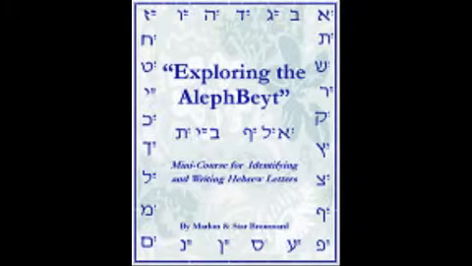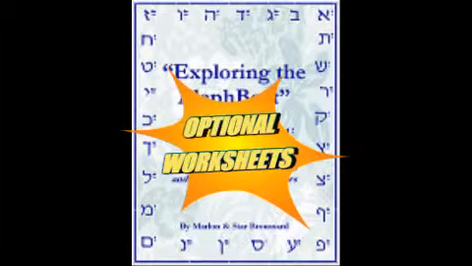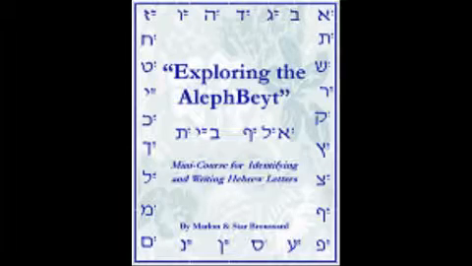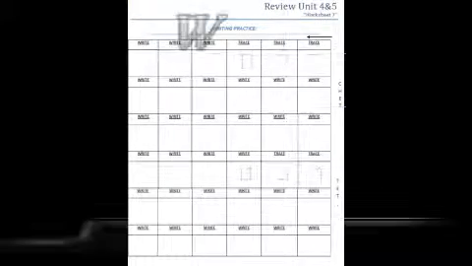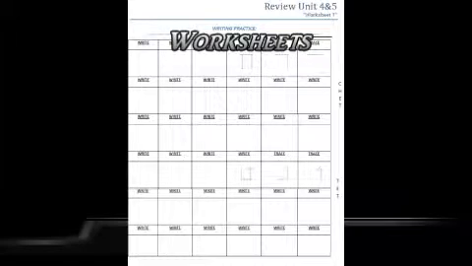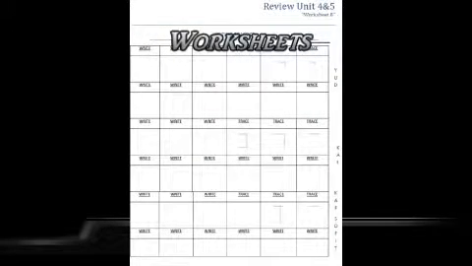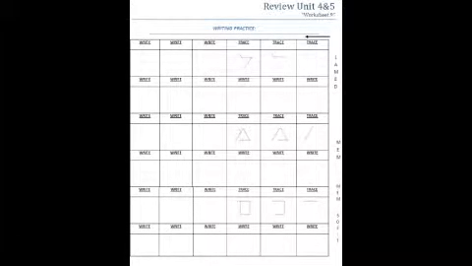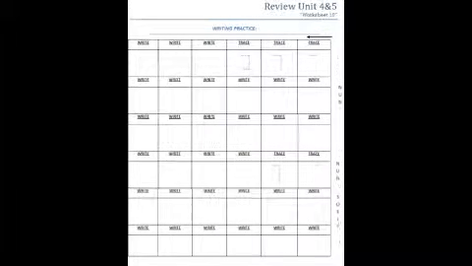All right, so as you've seen earlier, every two lessons we have a review for the previous two units. So here's our review for unit 4 and 5. You'll see there are plenty of rows of practice for Chet, Tet, Yud, Kaf, Kaf Sofit, Lamed, Mem, Mem Sofit, Nun, and Nun Sofit. And I want to mention, although there are some dotted lines for tracing, when you do your own boxes and you're practicing your writing, you do not have to write them as large as the tracing boxes. You can write them much smaller.